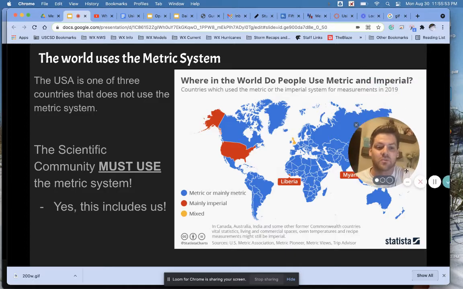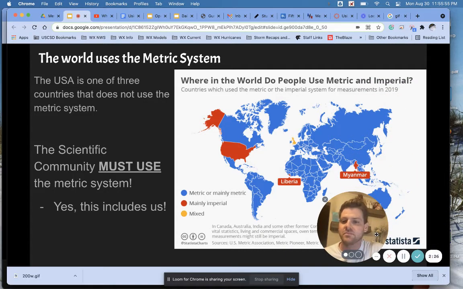So in order to help against that, the scientific community has to use the metric system. If we are going to communicate, we just got done with Science Has No Borders. If we are going to communicate throughout the world, we are going to have to use the same measurement system. And so the scientific community uses the metric system, and therefore, when we're in science, we will use it too.